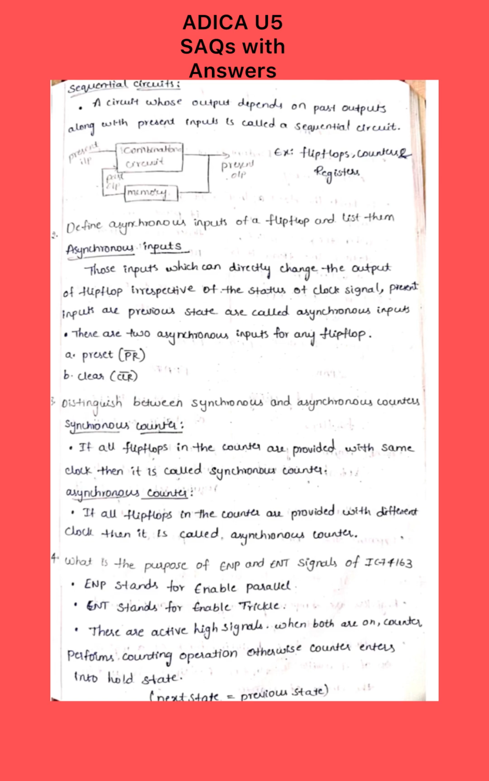Then the next question: distinguish between synchronous and asynchronous counters. You know what a counter is, which counts clock pulses; all that introductory knowledge we have in our classrooms, in our running notes. Now what is a synchronous counter? If all the flip-flops in the counter are provided with the same clock, then it is called a synchronous counter, and if all the flip-flops in the counter are provided with different clocks, then it is called an asynchronous counter.